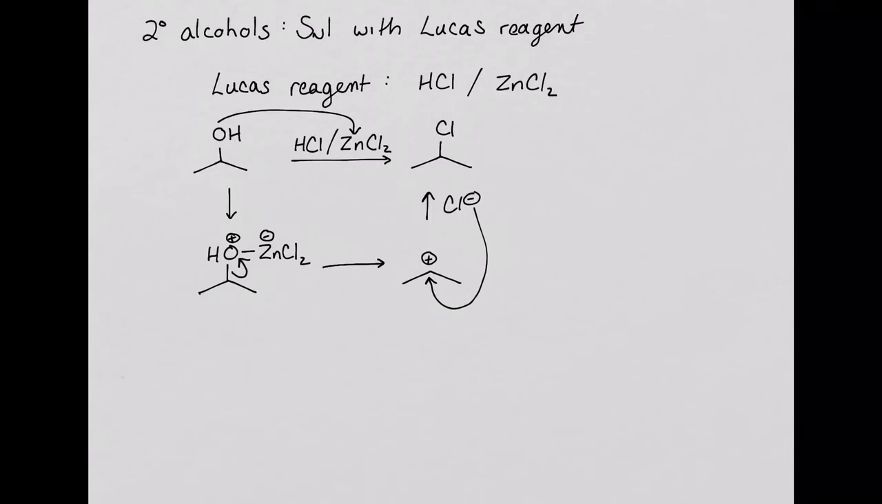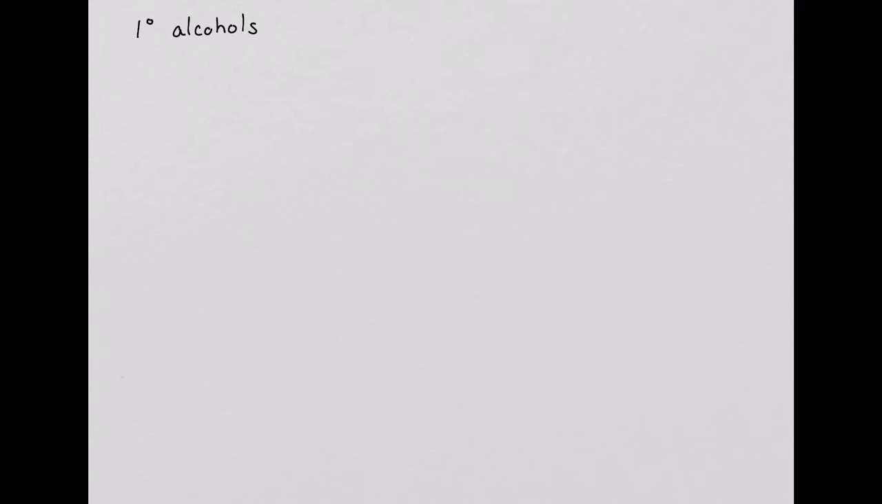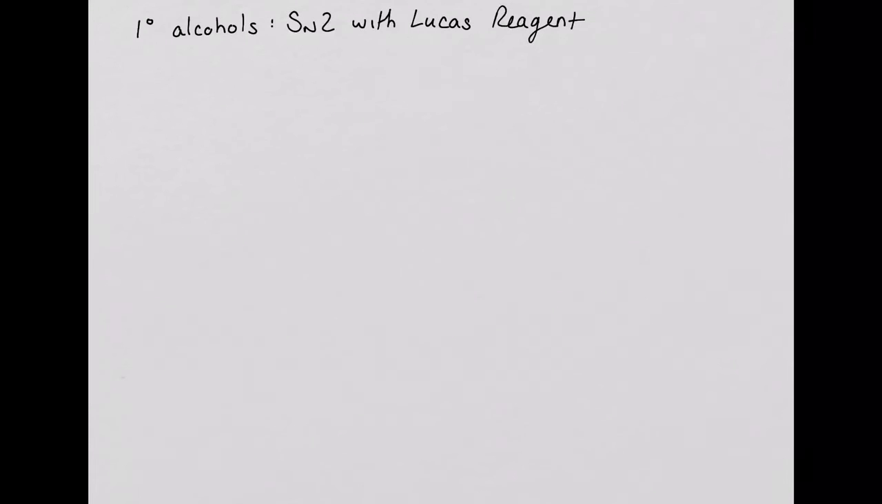Finally, let's consider the treatment of primary alcohols with the Lucas reagent. The reaction of a primary alcohol with hydrochloric acid would result in a very, very slow reaction because chloride is a worse nucleophile than the bromide, slowing down the rate of the SN2 reaction. We can speed up the SN2 reaction again by using the Lucas reagent. Let's consider the reaction of this primary alcohol with the Lucas reagent.